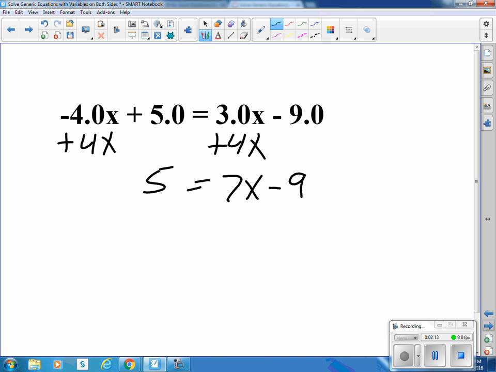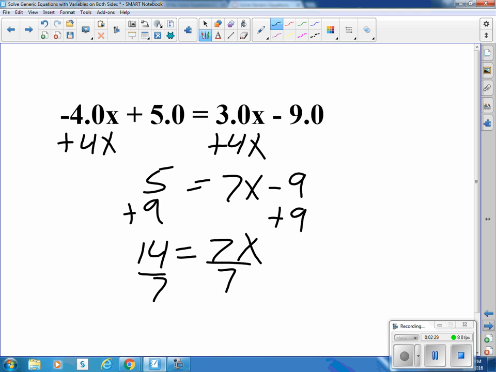So 5 equals 7x minus 9. The opposite of subtract 9 is add 9. So I have to do that to both sides. So I have 14 equals 7x. And the opposite of multiply by 7 is divide by 7. So x equals 2.